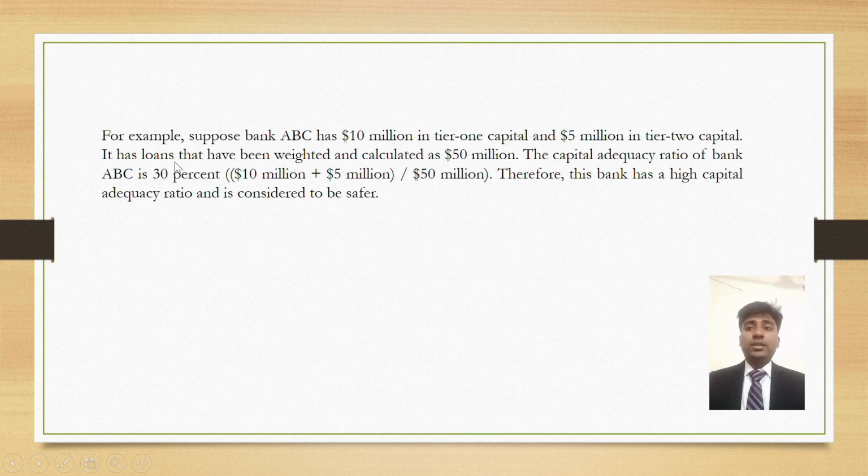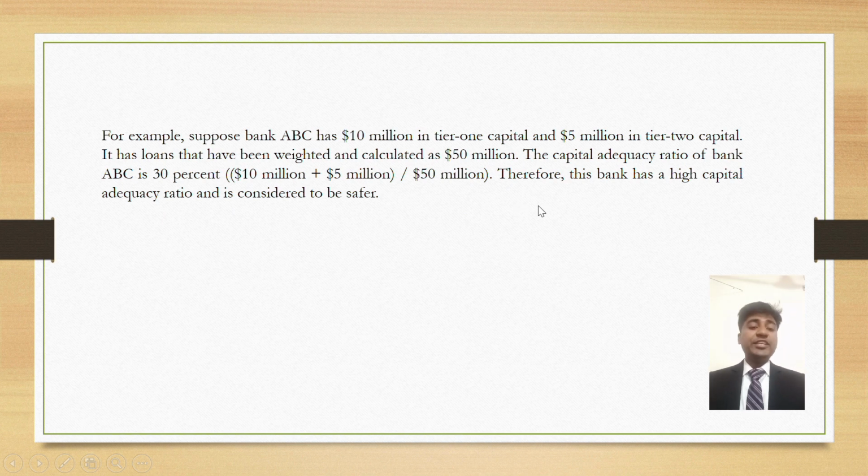So it has loans that have been weighted and calculated as 50 million. The capital adequacy ratio of bank ABC is 30%. So 10 million plus 5 million divided by 50 million. Therefore, this bank has a higher capital adequacy ratio and is considerably safer, because of the higher rate of capital adequacy ratio.